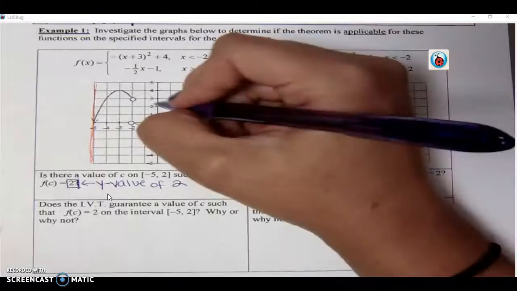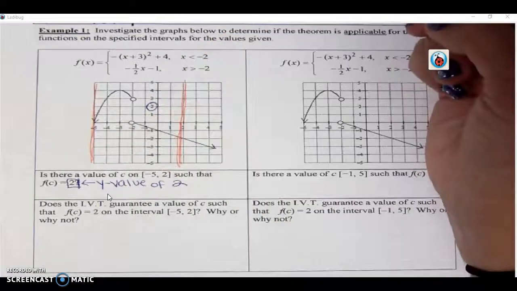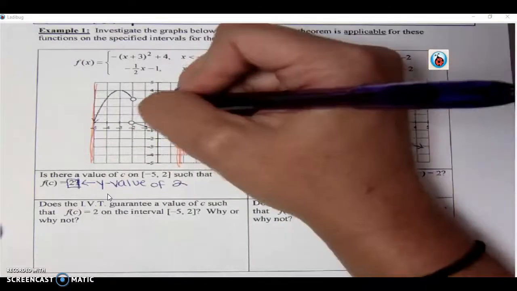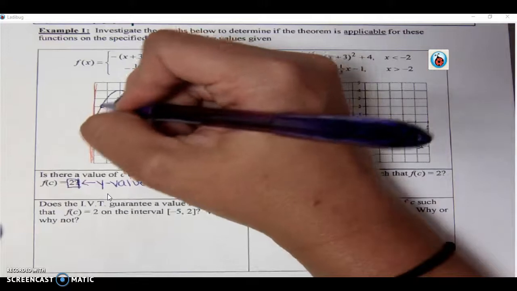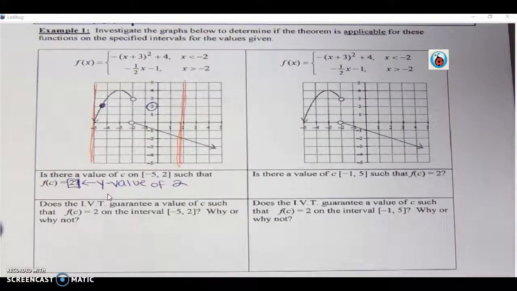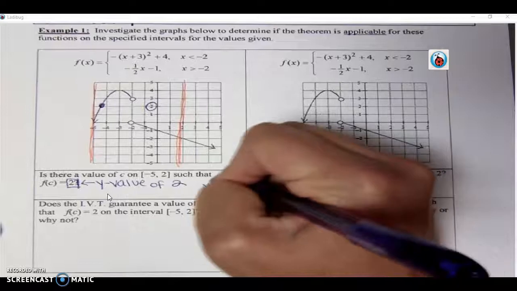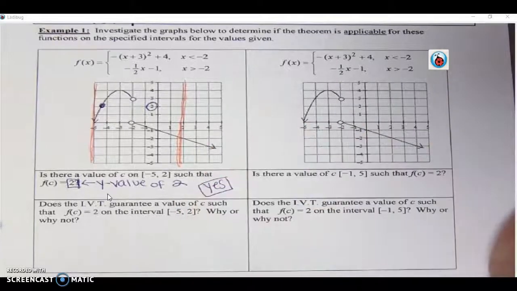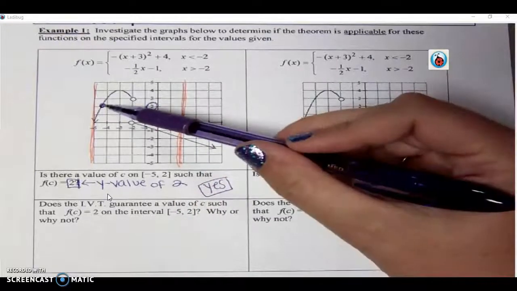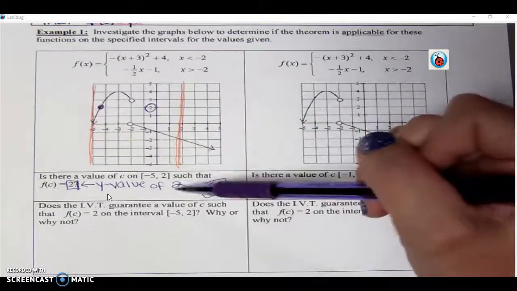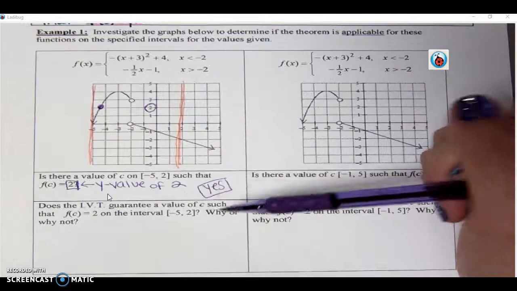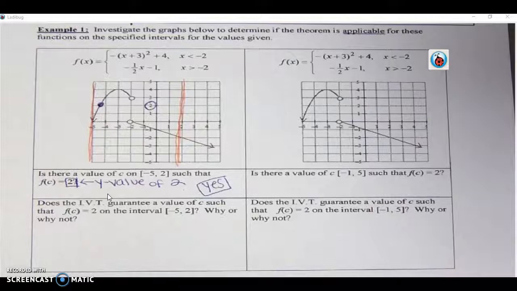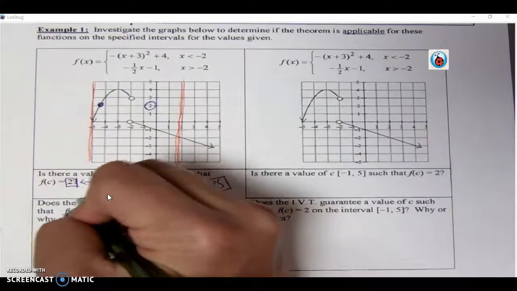So here's the y value of 2. It's saying, do we have a point in between that where we actually have a y value of 2? Well, yes, we do. So the answer to this question would be yes. Okay, so it's just saying, is there a y value on our graph between these two with a y value of 2?